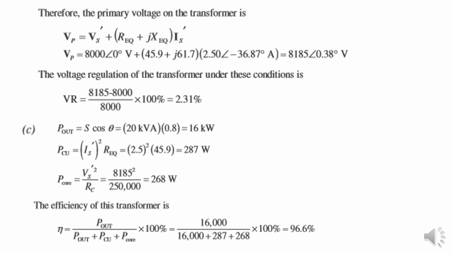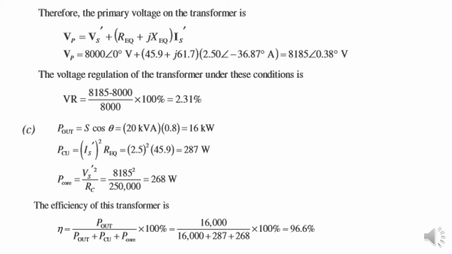So like we have referred, the voltage regulation is equal to no load voltage minus full load voltage, divided by full load voltage. Full load voltage is AVS, which is 8000. No load voltage, when there is no load, will be equal to primary voltage 8185, and the voltage regulation is equal to 2.31 percent.